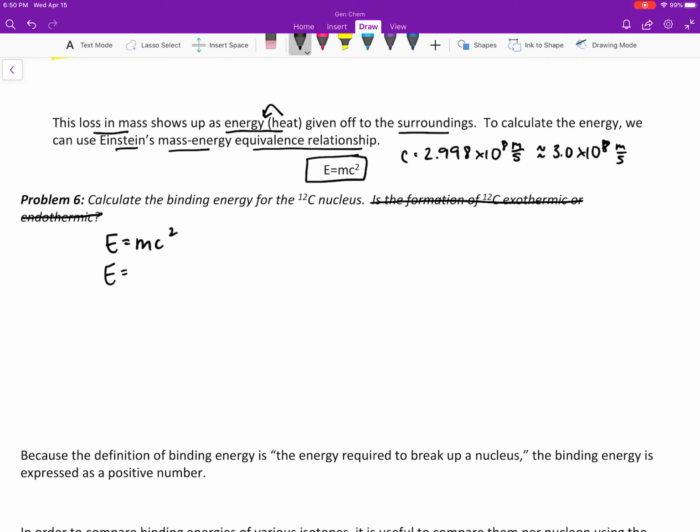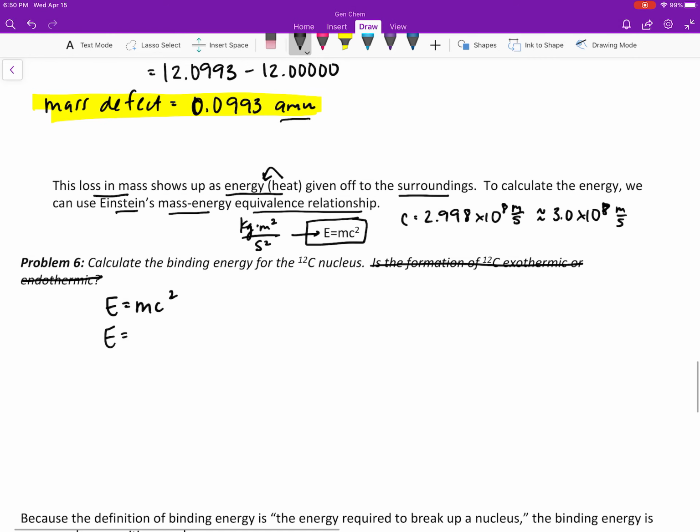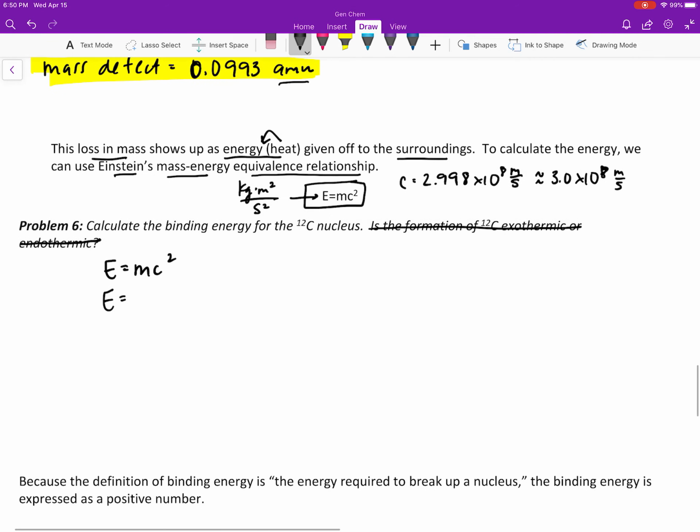The other thing we need is that energy is typically in units of kilograms, meters squared, seconds squared. And so we can't use our mass that we see up here in AMU. We have to somehow convert it to kilograms, because that's the units we need here. So that conversion is, for every 1 AMU, it is 1.6605 times 10 to the negative 27th kilogram.